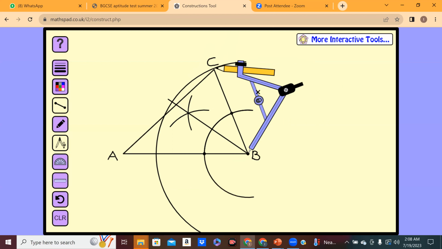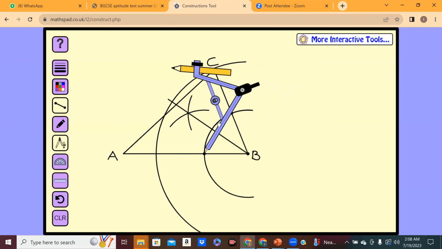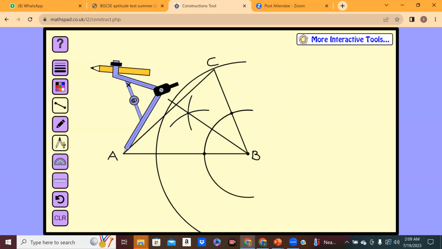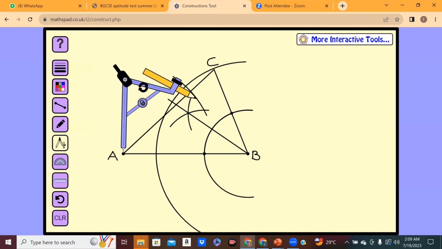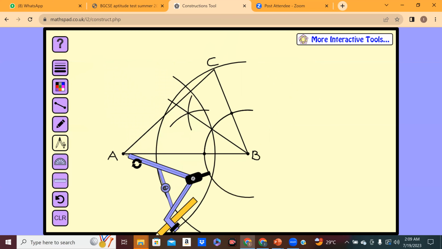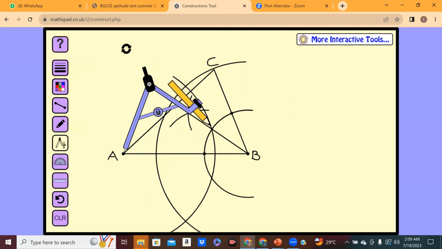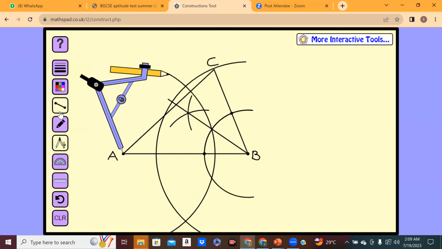Now we're going to keep the compass size the same. We're going to go to A and draw an arc. All right, so let's draw an arc here. Let's cut it. Excellent. This is great. All right, very good. So the next thing we're going to do is draw a line from here all the way down there, cutting or bisecting the line.